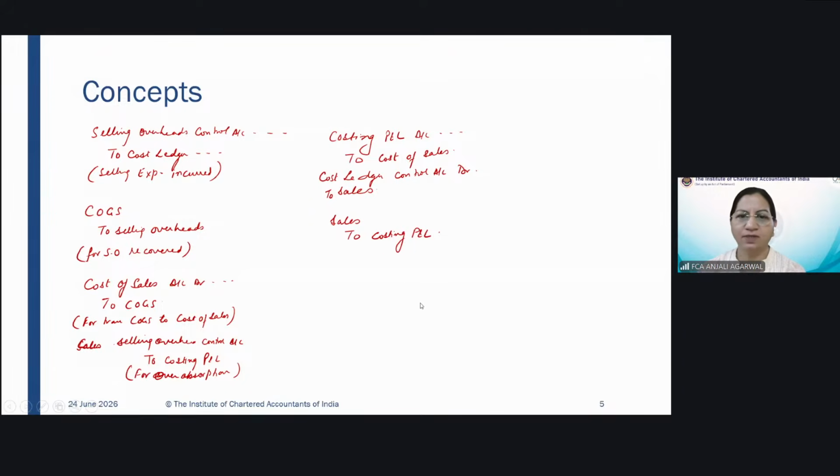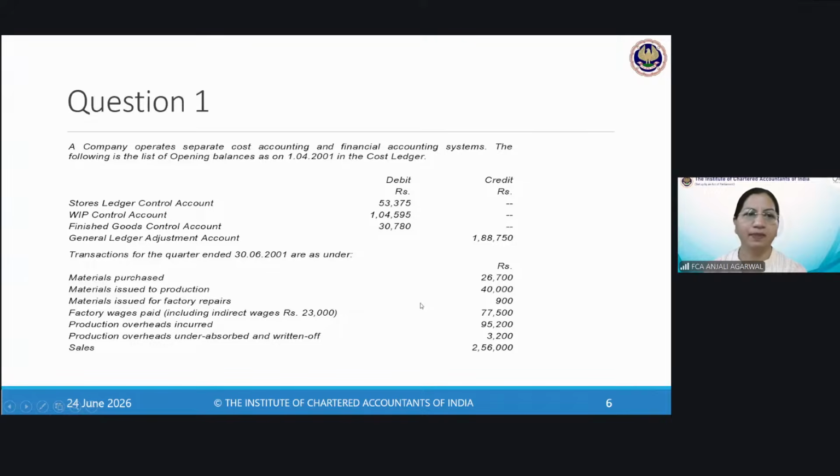Let us now take up the question and quickly try to understand how the accounts are made. So you will not be asked to pass all the general entries from the very beginning. You will have some opening balances. So let's say you have an opening balance of stores ledger, work in progress control account, finished goods control account, and general ledger or cost ledger adjustment account. Ensure that the total of these three matches this.